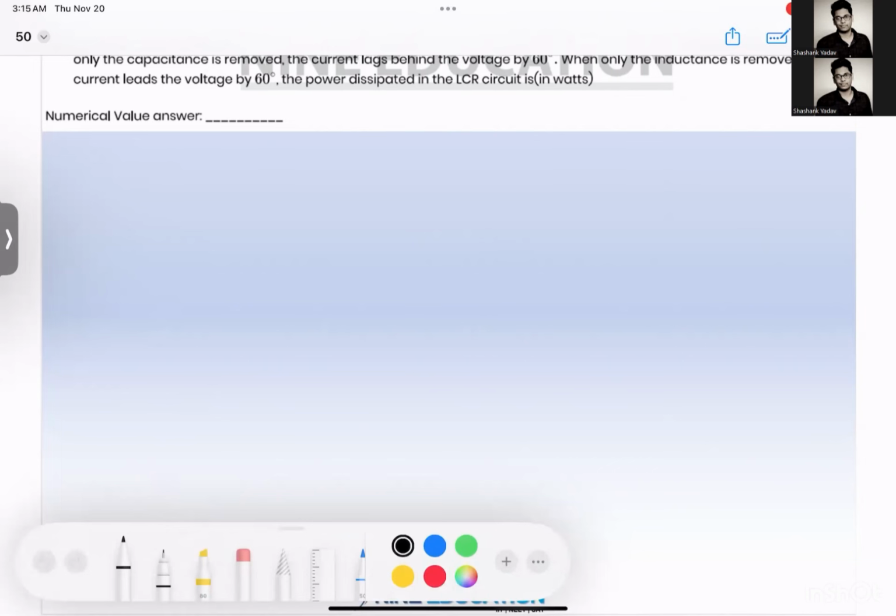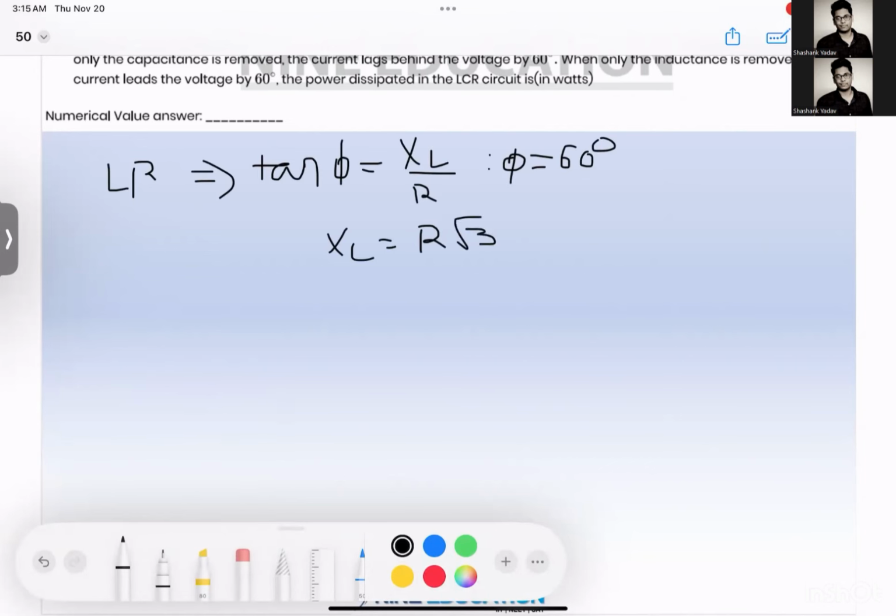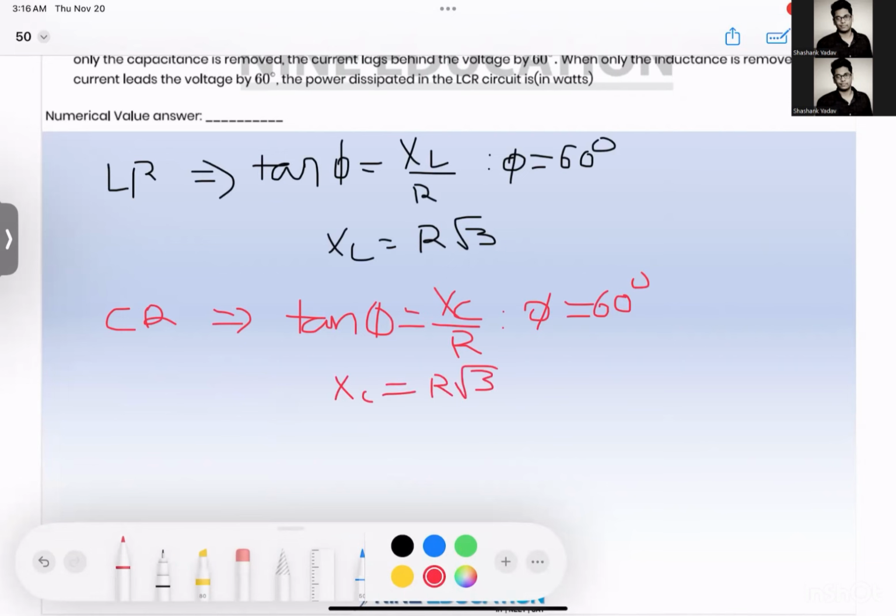And the next statement is, when only inductance is removed, the current leads the voltage by 60 degrees. When the inductance is removed, it is only a CR circuit. That means tan phi can be given as XC by R, and phi here is also given as 60. That gives us XC is equal to again R root 3. Now, what is the power dissipated in the circuit? Power dissipated is calculated as VRMS into IRMS into cos theta.